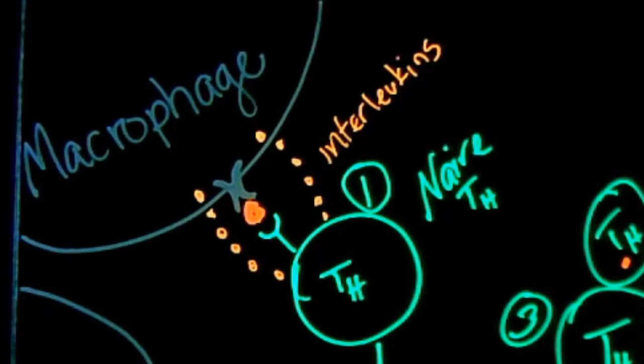Now, a T helper cell is going to be savvy because the T helper cell has the ability to start a very intense and very large response, as you saw in the initial screen here.